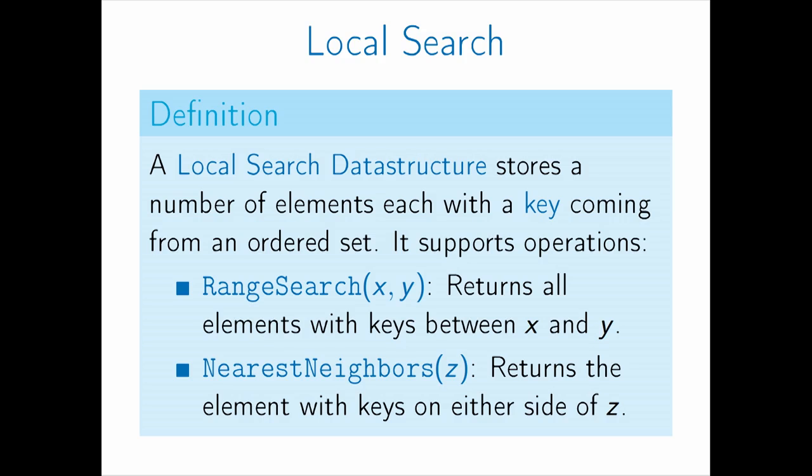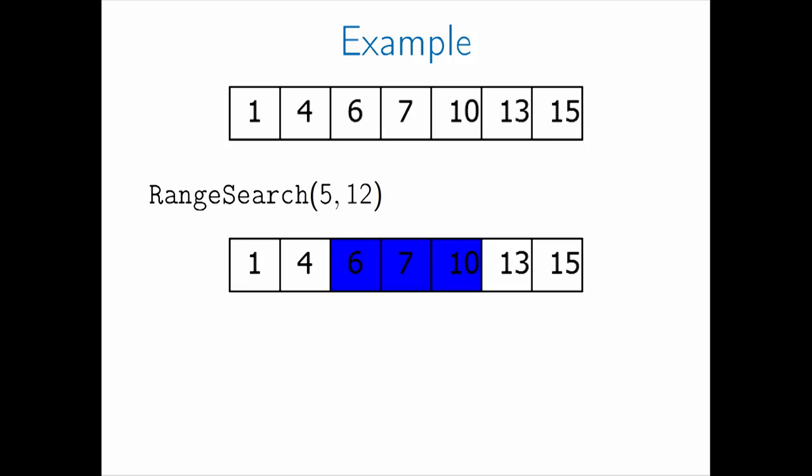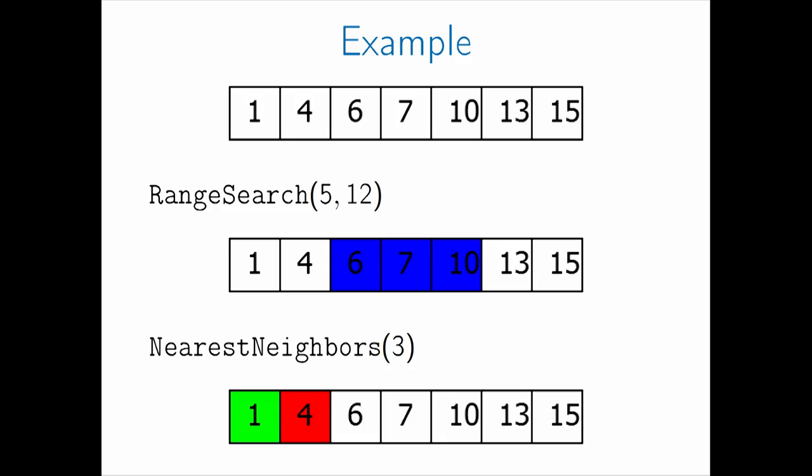in this data structure. So, for example, if we have such a data structure storing the following numbers, if we wanted to do a range search for 5 to 12, it should return 6, 7, and 10, the three numbers that are stored that are between 5 and 12. If we want the nearest neighbors of 3, we should return 1 and 4, since those are the closest things we have to 3 on either side.